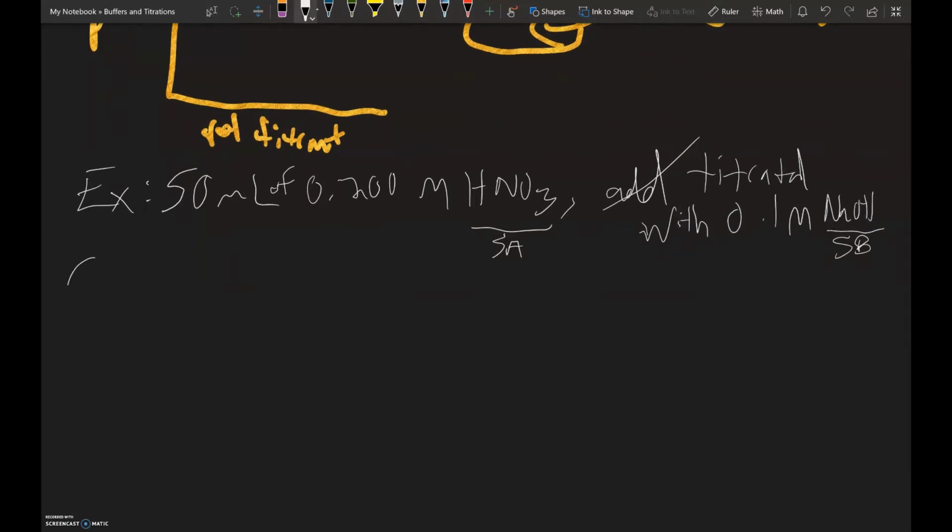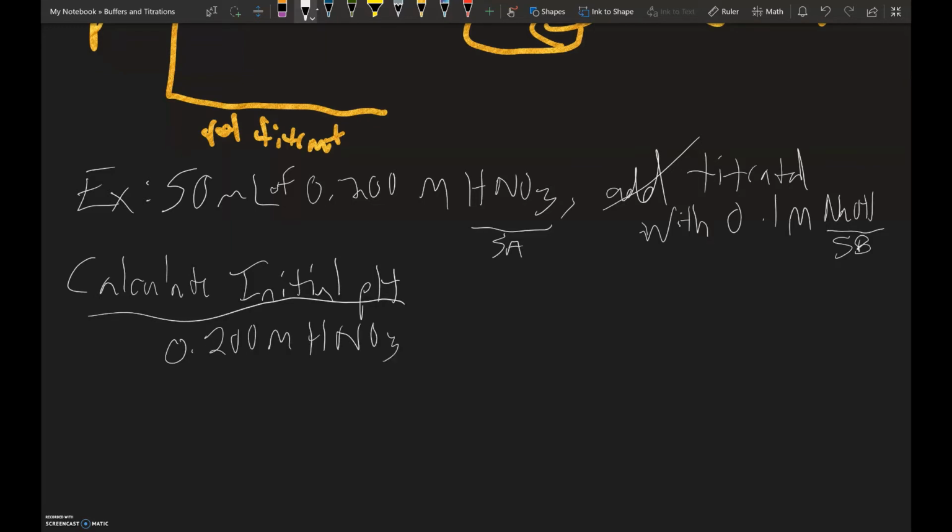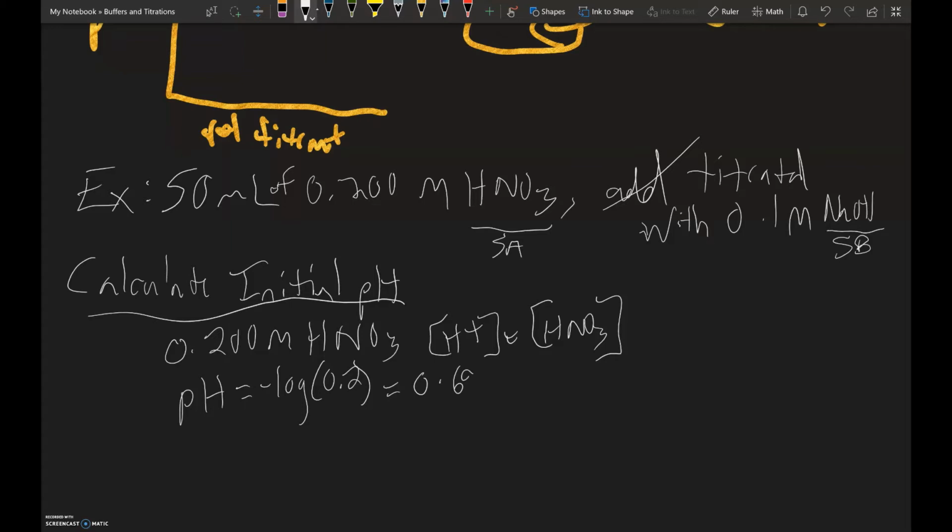Now before we do anything, we're going to calculate the initial pH of the solution. And so we don't really need anything other than just the molarity of the nitric acid. Now, nitric acid being a strong acid, the concentration of the hydrogen ions is equal to the concentration of the nitric acid. So to calculate the pH of this, we're just going to take the negative log of 0.2, and what we end up with is 0.699. So that's just the initial pH of the solution.